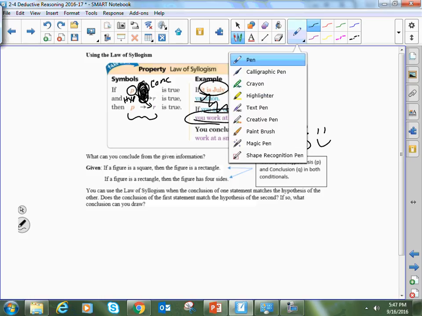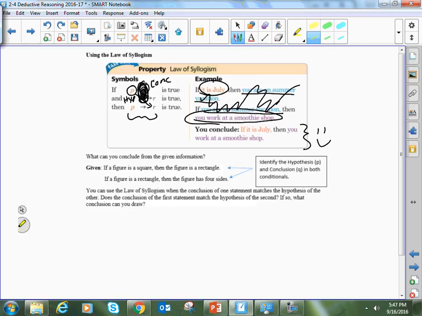Now, looking here, I want to see how do the parts match up. So I'm going to just start looking at things. Here I have a hypothesis that says a figure is a square. Here I have a conclusion that says a figure is a rectangle. Going to the second conditional statement, I see that the hypothesis here is the same as the conclusion of the first statement. And then we have the final conclusion here that says a figure has four sides.